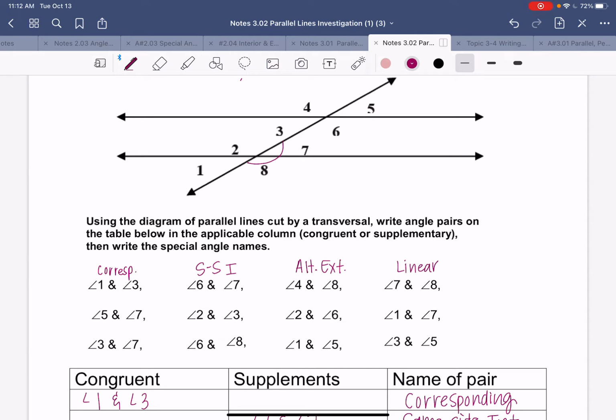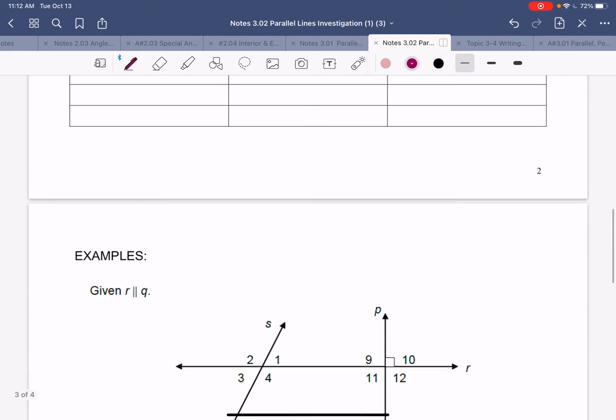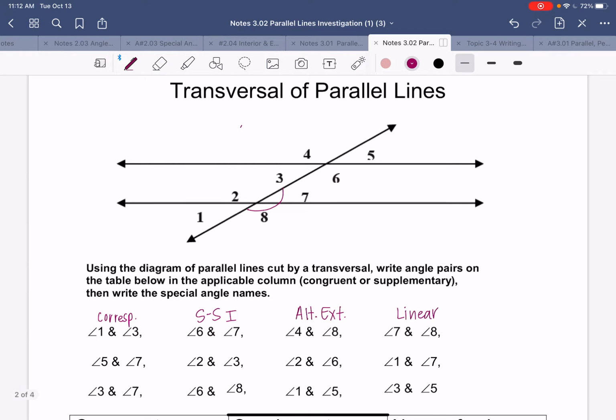All right. So if you would, finish the rest of these in this box. You'll have to pause this video, probably right here, to get all the examples down.